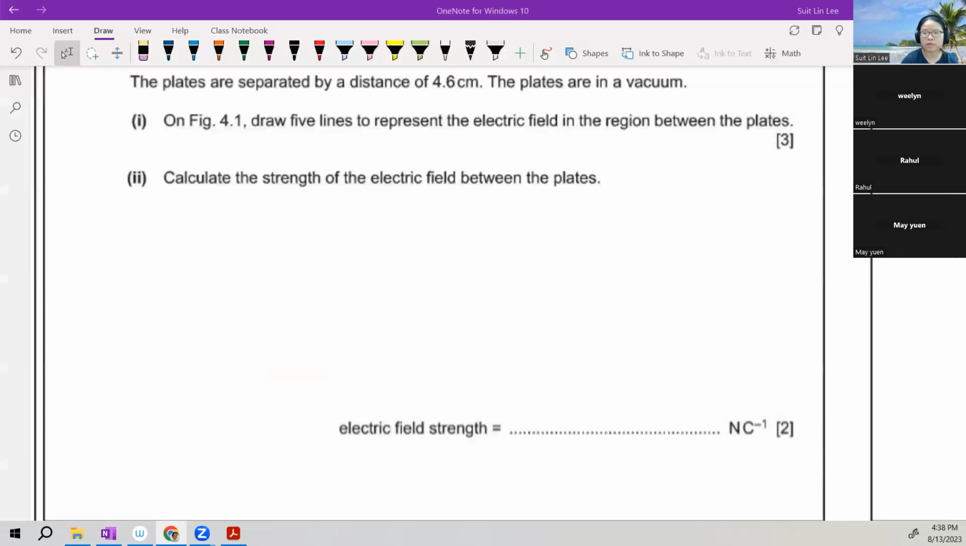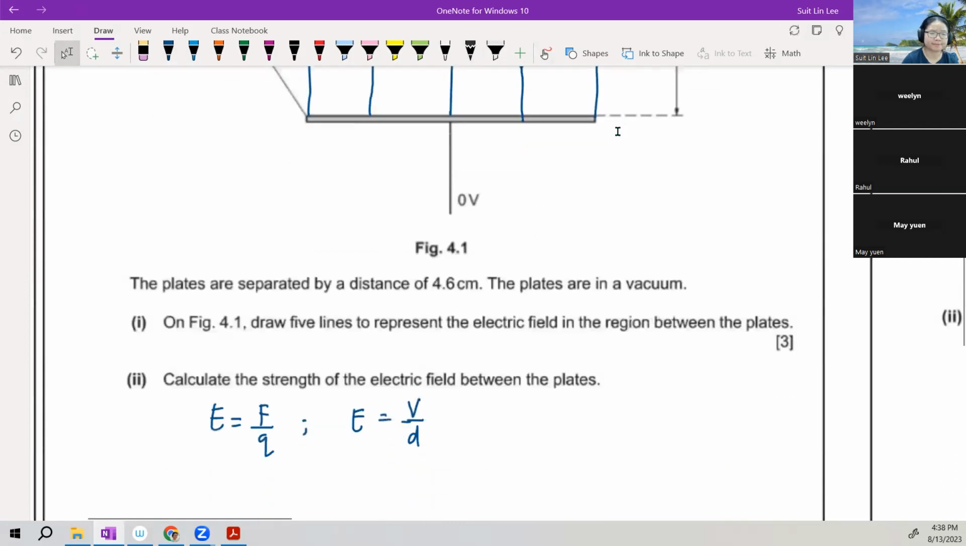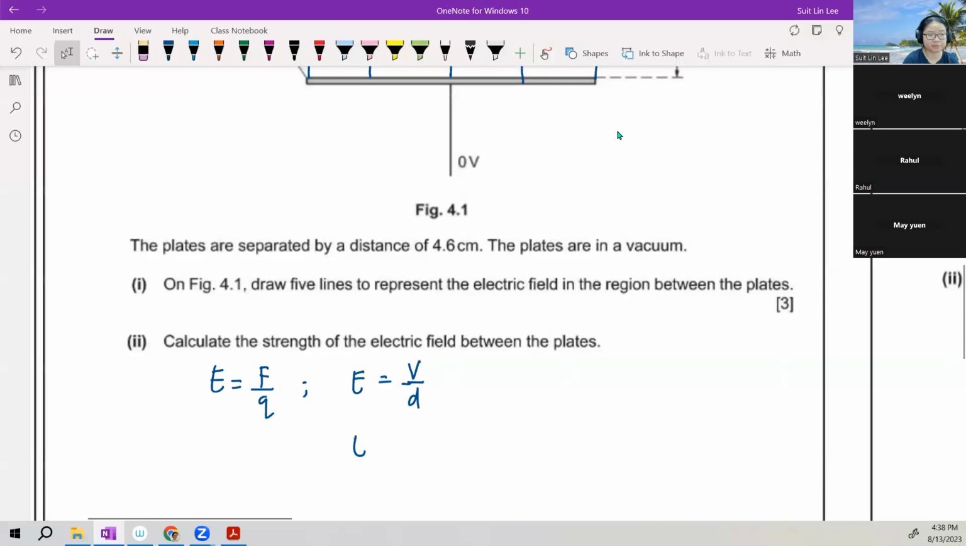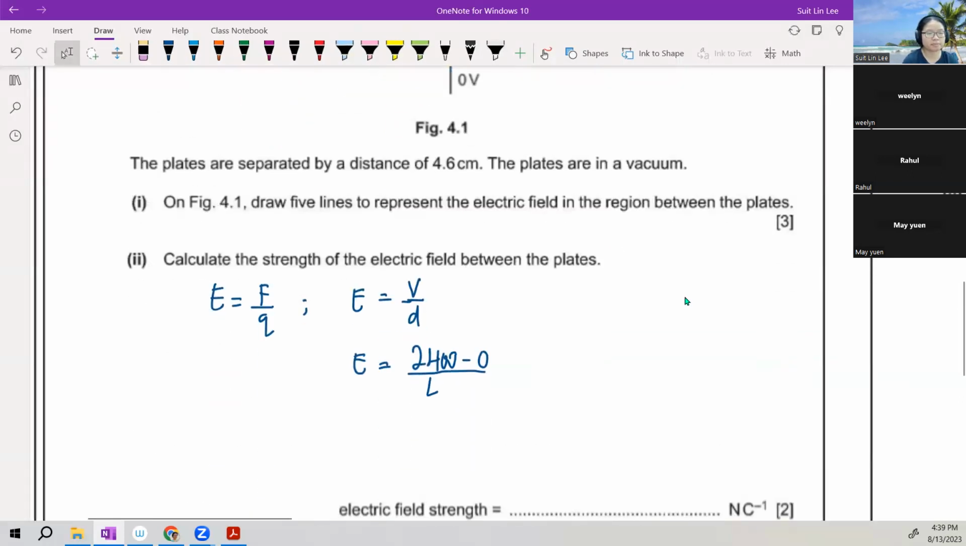Okay, so to find the electric field between the plates, we're going to use the equation E is equal to, you can either use F over Q, or you can use E is equal to V over D, the change in potential over the plate separation. I do not have the force. Neither do I know what charge I put inside. So obviously not the first one because we don't have enough information. But we can use the potential difference between the plates, 2400 minus 0 volt, because up here is 2400, down here is 0 volt, divided by the plate separation, 4.6 cm.